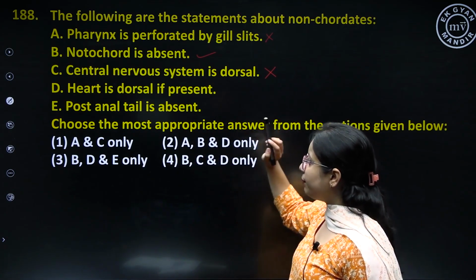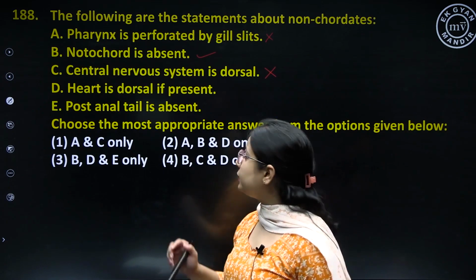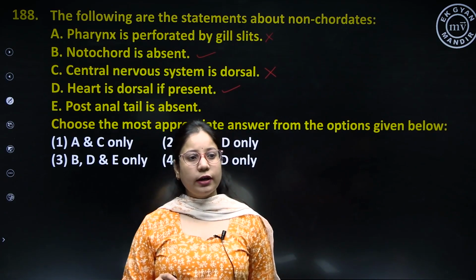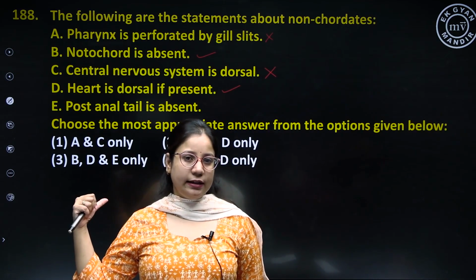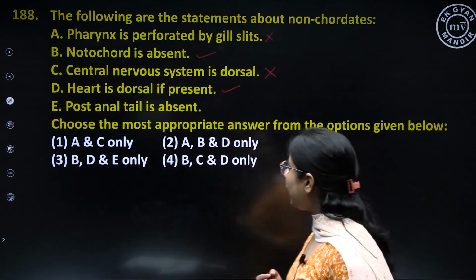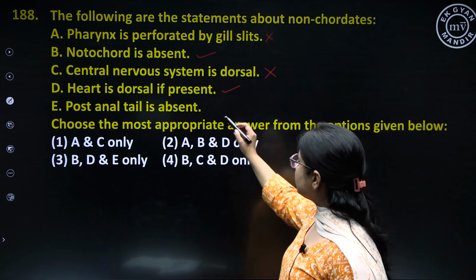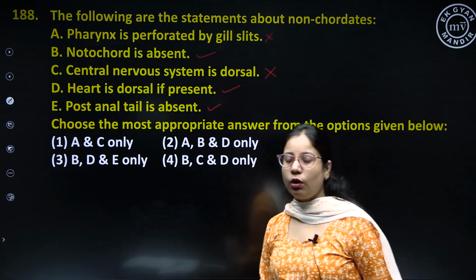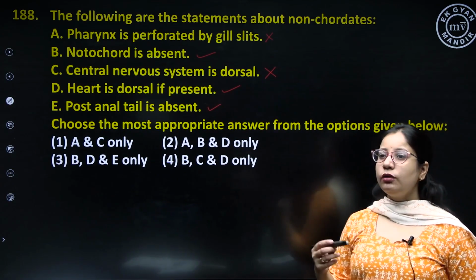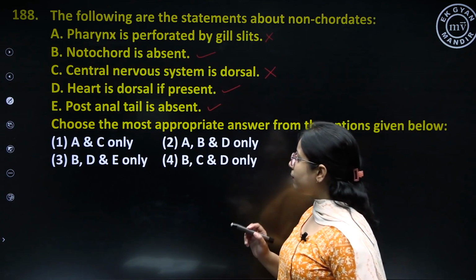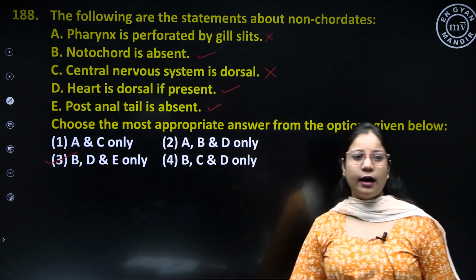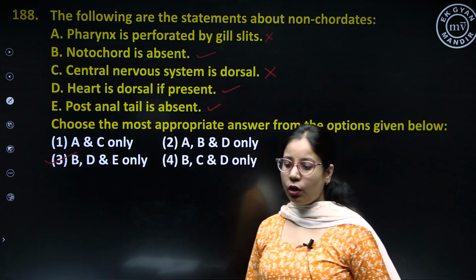Heart is dorsal if present. This is a right statement with respect to non-chordates, because in non-chordates the heart is present at the back side, that is dorsally, and the nervous system is present ventrally, that is on the front side. And postanal tail is absent. This is also a true statement with respect to non-chordates, because in non-chordates postanal tail is absent and in chordates it is present. So the correct option for this question is option number 3, that is B, D and E are only correct with respect to non-chordates.